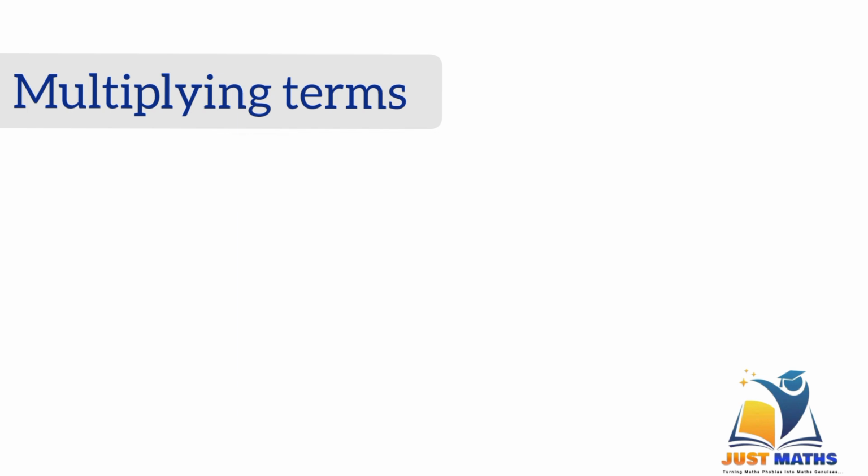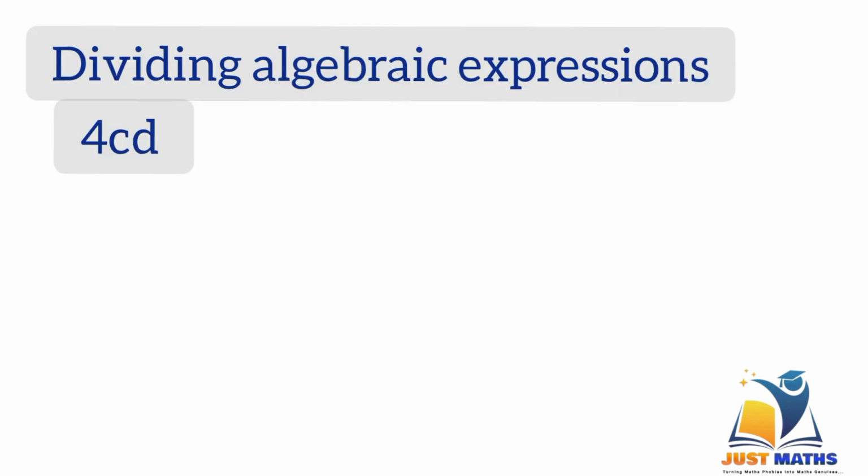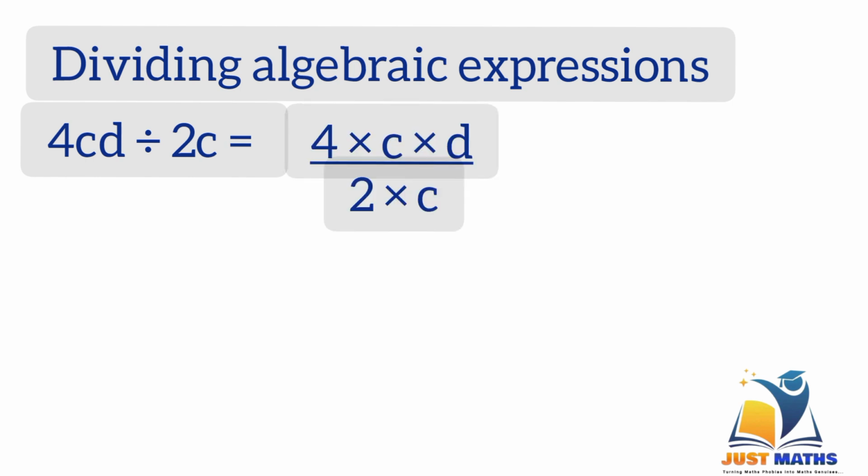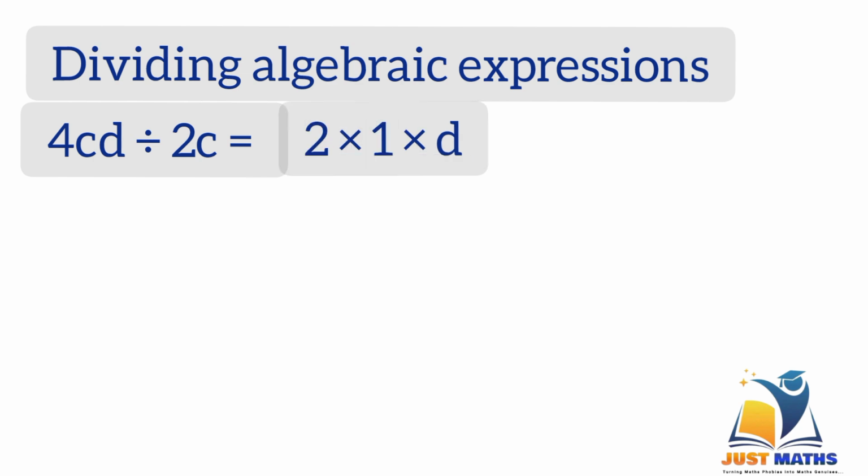Now let's see how this answer will play out when we divide it by 2C. If we have 4CD divided by 2C, the first thing you have to do is to expand each term. Separate each term, the letters from the figures. 2 into 4 is 2. C cancels out C, you have 1. So when you multiply 2 by 1 by D, you have 2D.